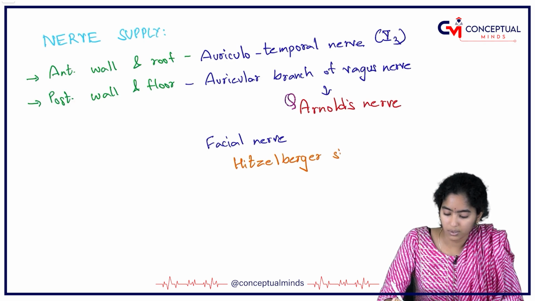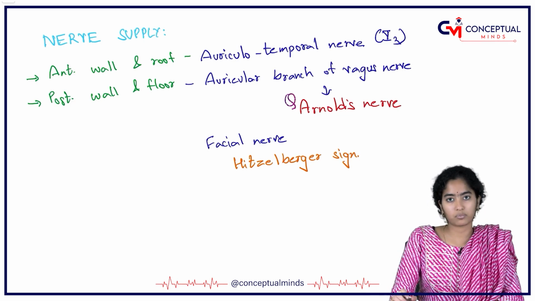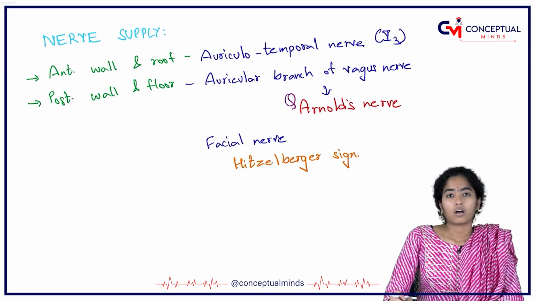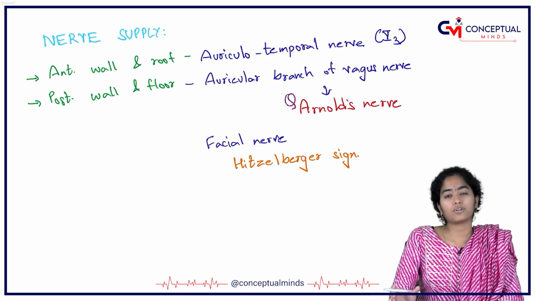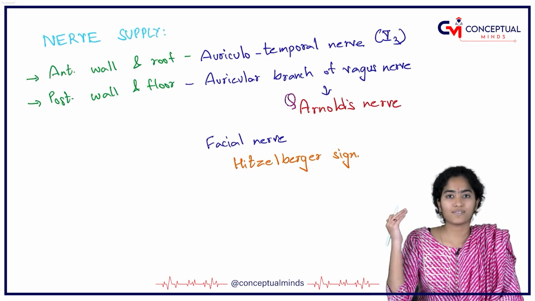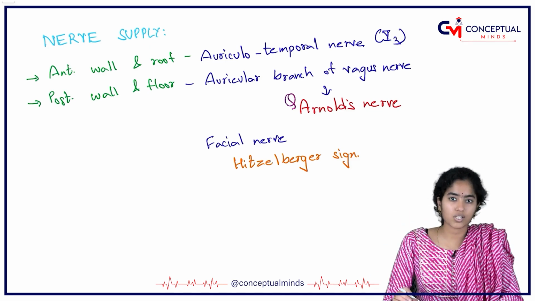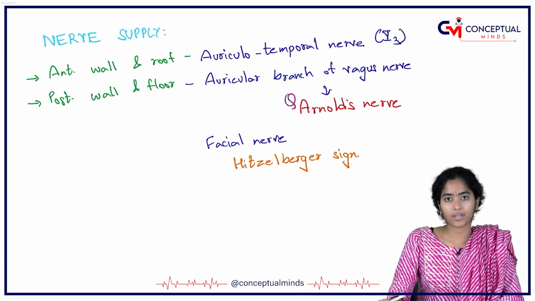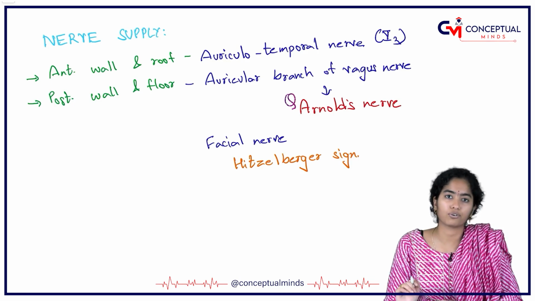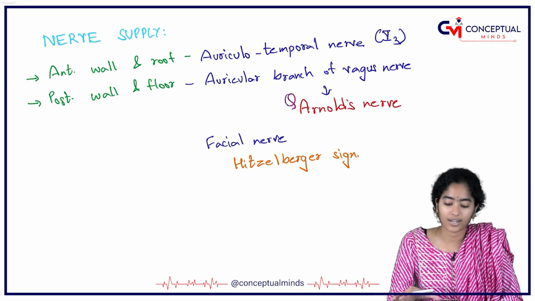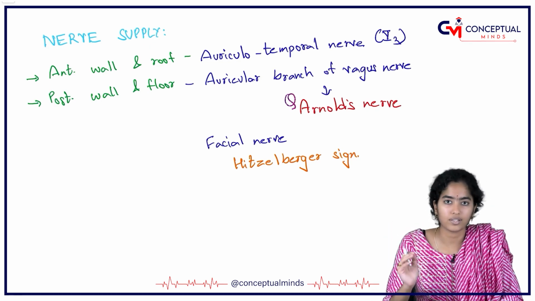You will of course learn more about it in acoustic neuroma, but because we are in this context, I'm just explaining. The facial nerve gets damaged in acoustic neuroma, and as one of the signs of that disease, loss of sensations is seen in the posterior wall and the floor, and that loss of sensation is called Hitzelberger sign. Why does this happen? Because the facial nerve supplies the posterior wall and floor of the external auditory canal, and that is why it is important that we learn and understand the nerve supply of various structures.